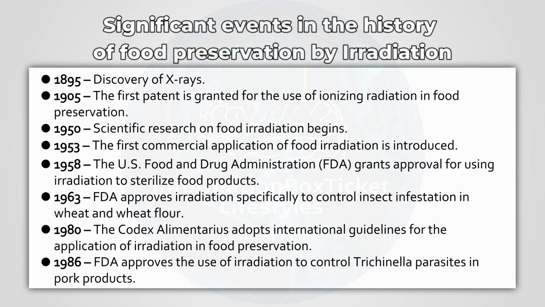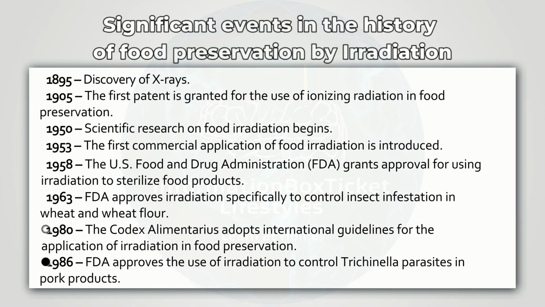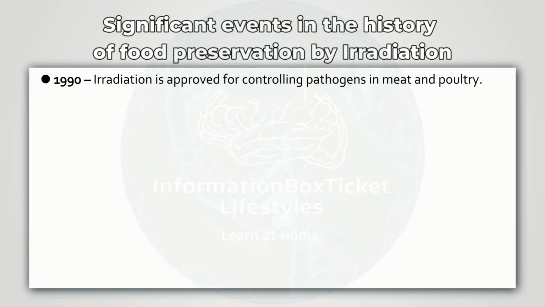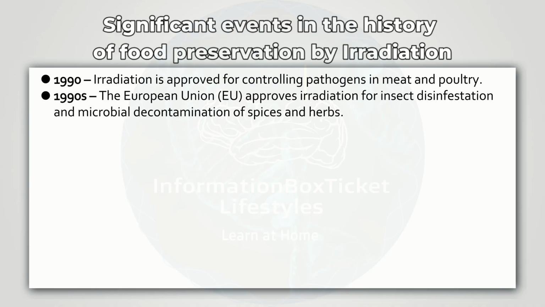1986. Food and Drug Administration approves the use of irradiation to control Trichinella parasites in pork products. 1990. Irradiation is approved for controlling pathogens in meat and poultry. 1990s. The European Union approves irradiation for insect disinfestation and microbial decontamination of spices and herbs.